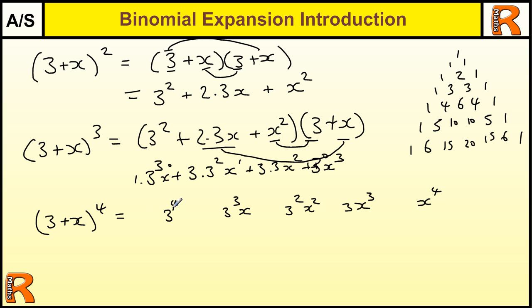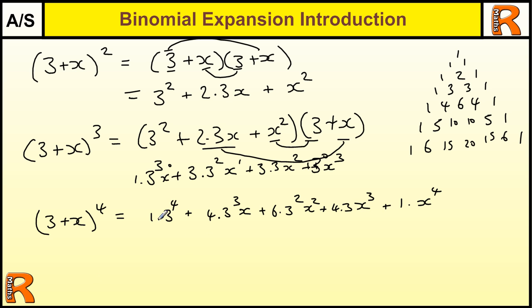And then the numbers we times those by are the numbers on the row that starts 1, 4, 6, 4, 1. So 1 times this, 4 times that, 6 times that, 4 times that, and 1 times that. And we're just adding them because it's all adding.